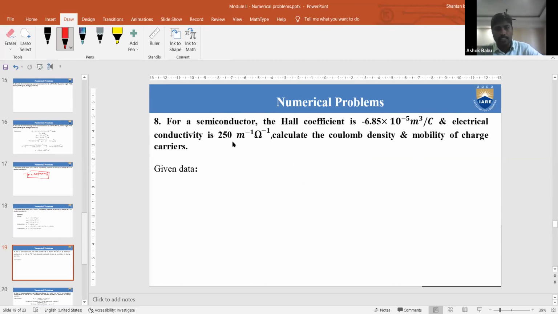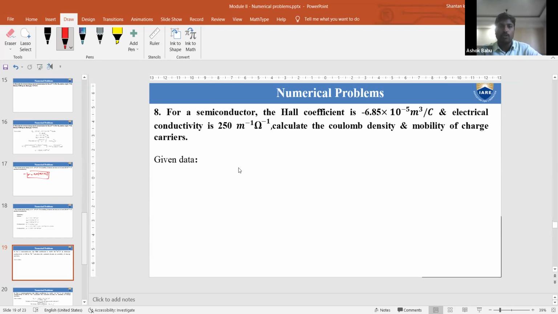The electrical conductivity is given. Calculate the charge carrier density and mobility of charge carriers. Using the same formula, try to find it. Instead of n into E, take the Hall coefficient. Hall coefficient equals 1 by n into E. Use that formula, along with the electrical conductivity, sigma equals n into E into mu.